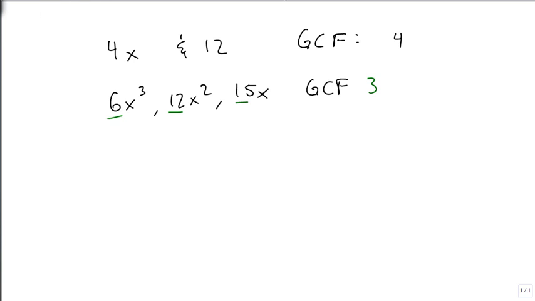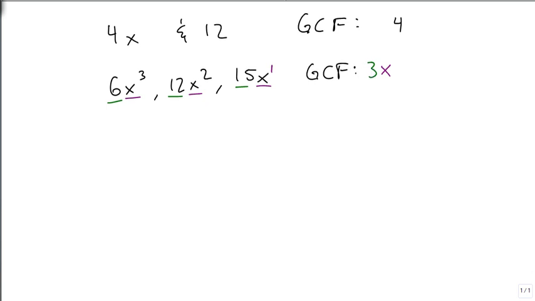We then look at our variables: x cubed, x squared, and x. And this is one of the times where variables come in a lot easier than numbers. Because when we have variables, we just need to find the variable that they have in common, and then we want the lowest amount of them, so that's just x to the first. So our GCF is 3x.